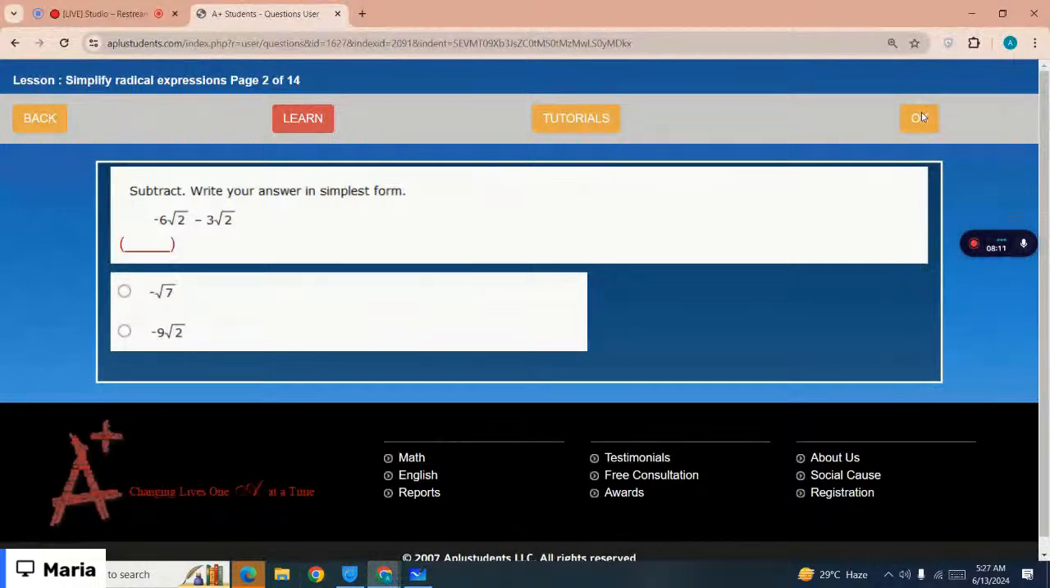The correct option is negative 9 square root 2. Option number 2 is the correct option.